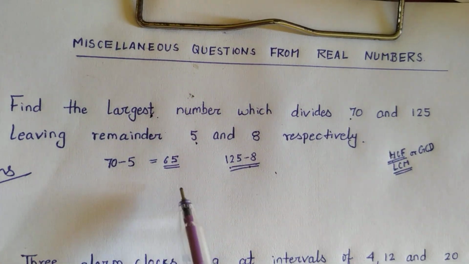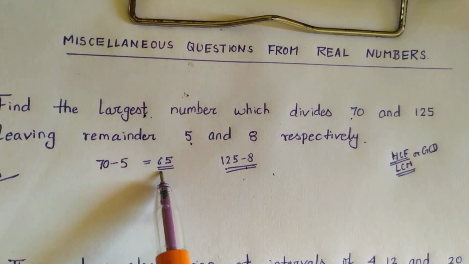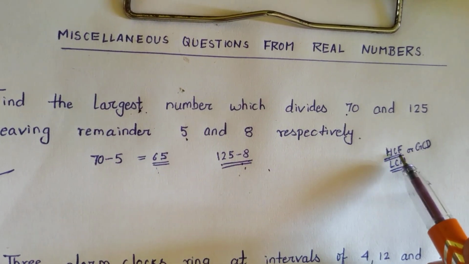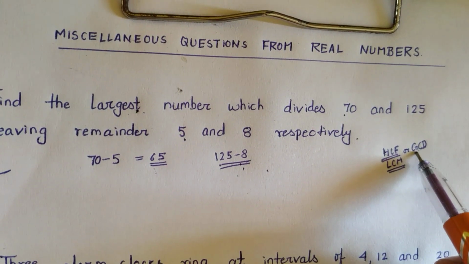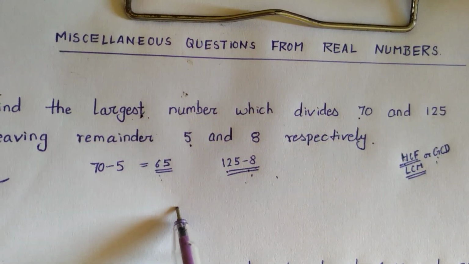Okay, why do you have to find the HCF, not the LCM? Because you have to find the number which divides these two, and I have already told you that this is the greatest common divisor or the highest common factor. Therefore you have to find the HCF here.